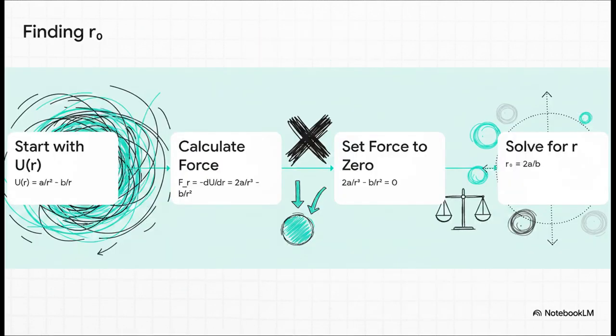So how do we find that flat spot with math? We just follow these steps. We start with our potential energy function U. Next, to find the force, we take the negative derivative. Now be careful with your signs here. This is a super common trip-up. The derivative of a over r squared is negative 2a over r cubed. So the negative derivative is positive 2a over r cubed. Get it? Then we set our whole expression for force equal to 0. A little bit of algebra later, and boom, we find our equilibrium position. r0 is 2a over b.